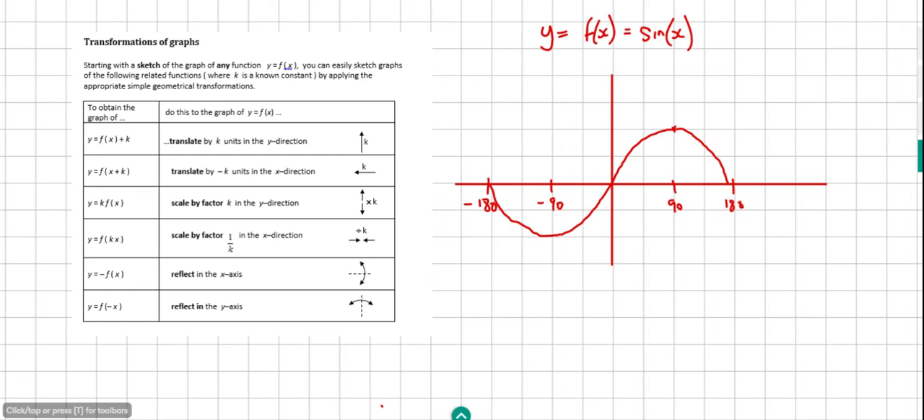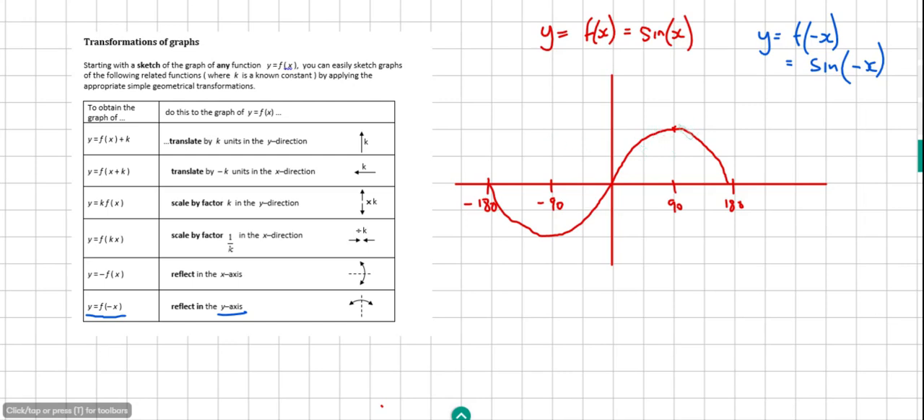Now if we look at the graph of where we're doing a transformation, which is y equals f of -x, then in our case that would be sine of -x, and all that is a reflection in the vertical axis, so a reflection in the y-axis.